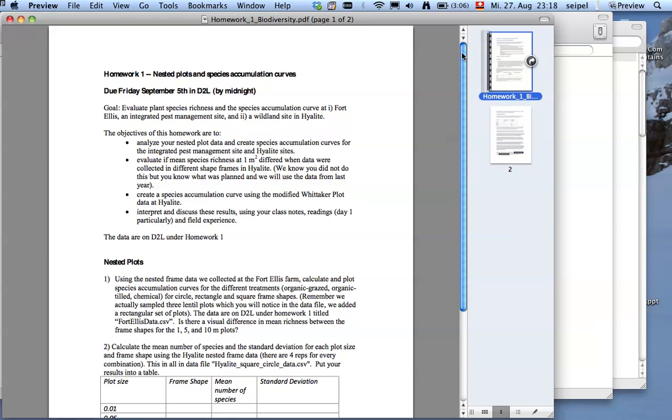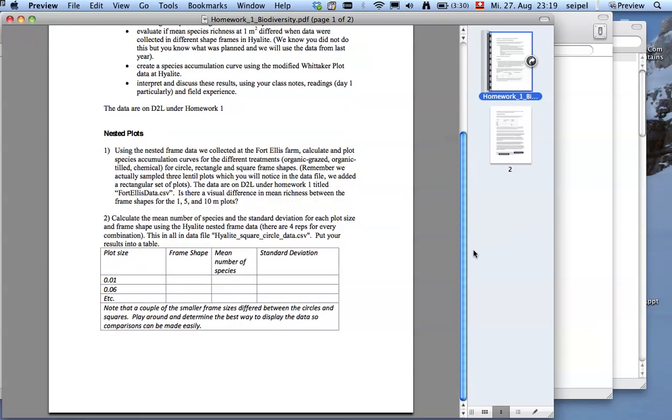So the objective of the homework is to analyze our nested plot data that we collected, evaluate if mean species richness differed between different shapes and different frame shapes in Highlight, and then create species accumulation curves for the modified Whittaker plot up in Highlight in the natural vegetation setting, and then we want to interpret and discuss our results. So we'll just skip down here.